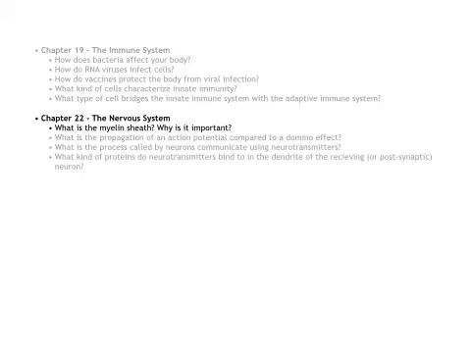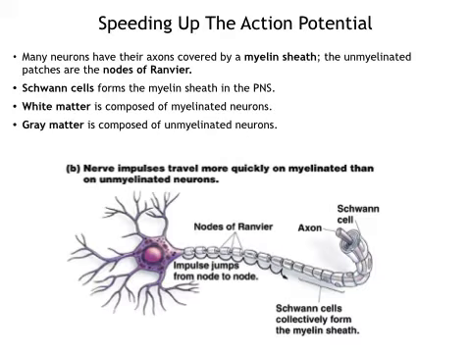Okay, the nervous system. What is the myelin sheath and why is it important? In this slide, we're talking about speeding up the action potential, and the axons or neurons do that by the myelin sheath. The myelin sheaths are these marshmallow-looking things that are really Schwann cells wrapping around the axon, and they allow action potentials to jump from node to node.